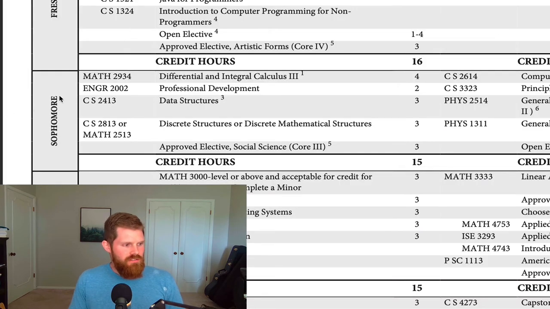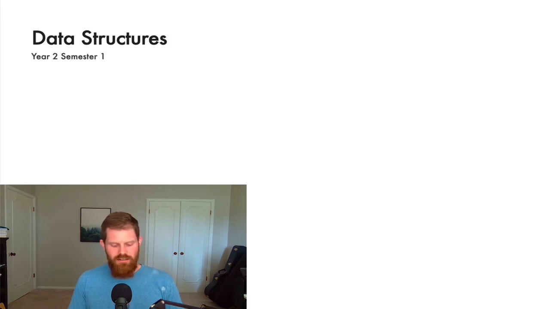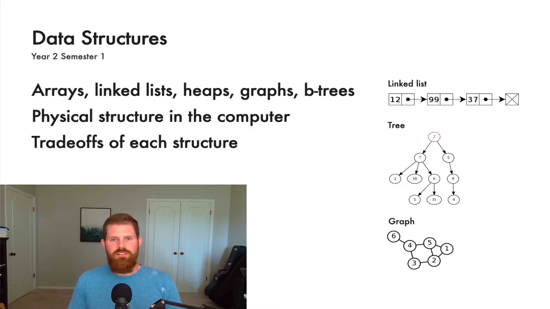Okay, moving into sophomore year, first semester. This data structures class may be the most important class in the CS program, but it is a lot of theory. It's also a decent amount of application, at least for the one that I took. But this is the theory behind data structures. It talks about the description of them: what is an array, what is a linked list, what is a heap, what is a stack, what is a graph, what is a B tree. And it talks about how these things are laid out and described in memory or on disk, and some of the trade-offs between those things.